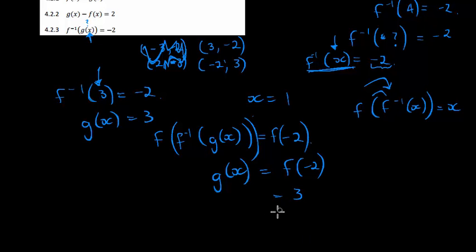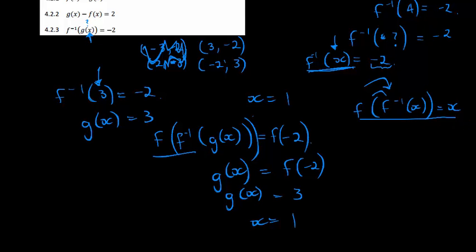F of negative 2 is 3. So when is g of x equal to 3? When x is equal to 1. But this is something you only really use in university, when we actually use the definition of a function.